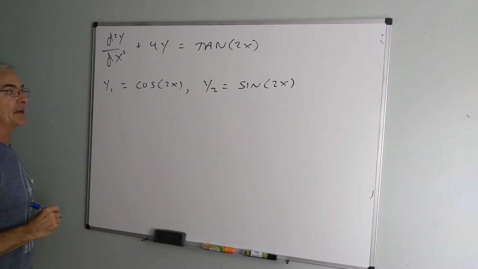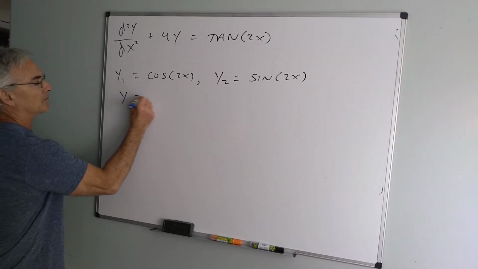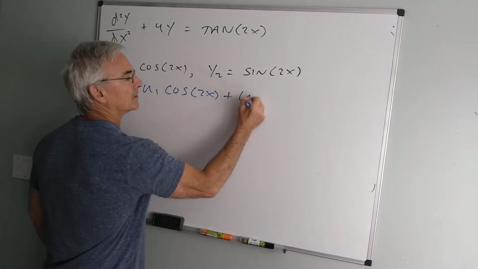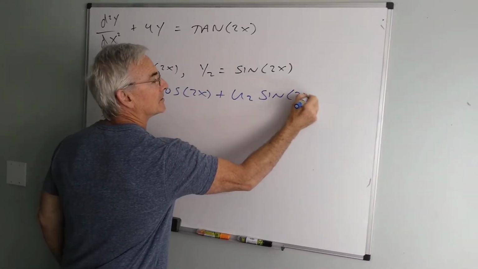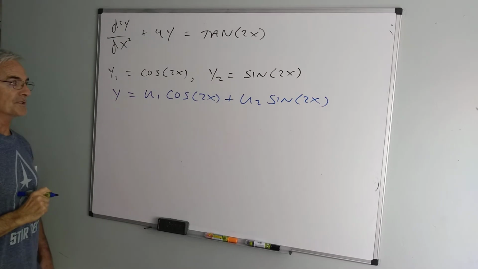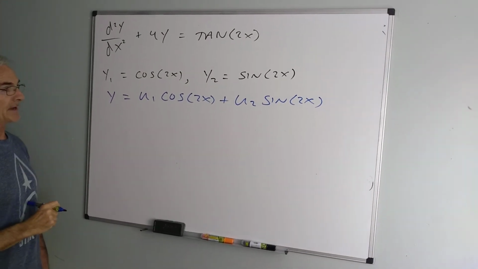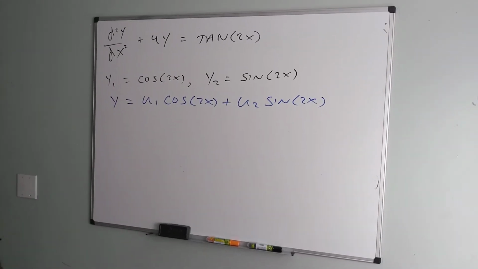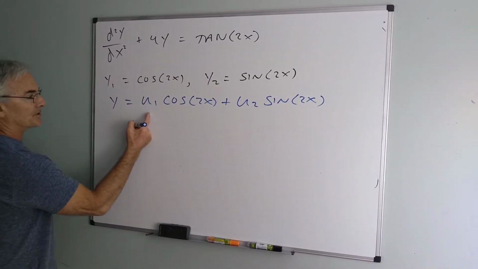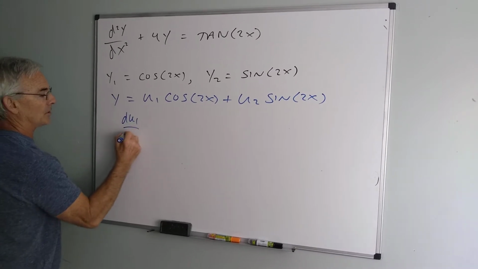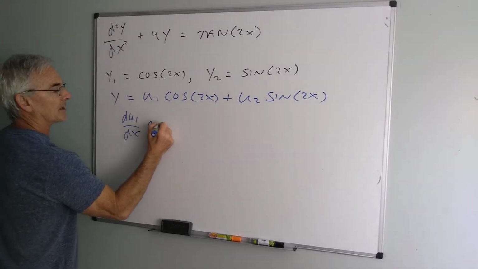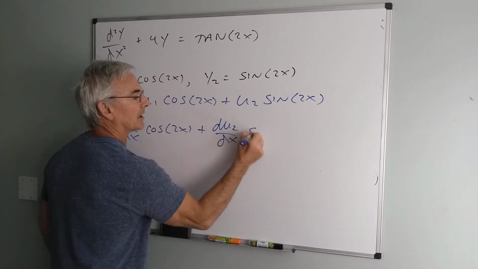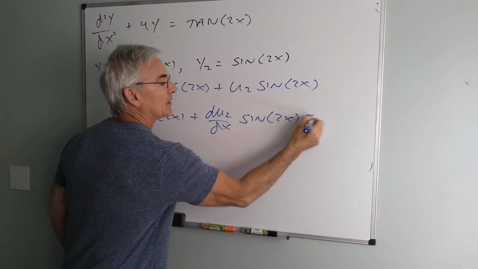Now to set up the variation of parameters, we create the problem y equals u1 times the first solution plus u2 times the second solution, and our goal is to find u1 and u2, both functions of x. What we do is we create a system of equations with u1 and u2 and their derivatives. So the first equation will be du1/dx times the cosine plus du2/dx times the sine equal to 0.